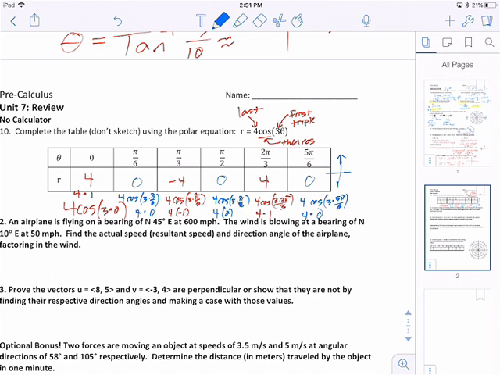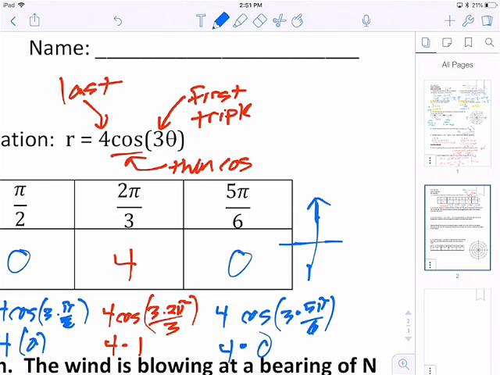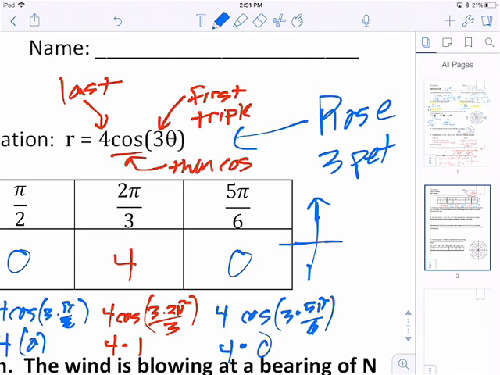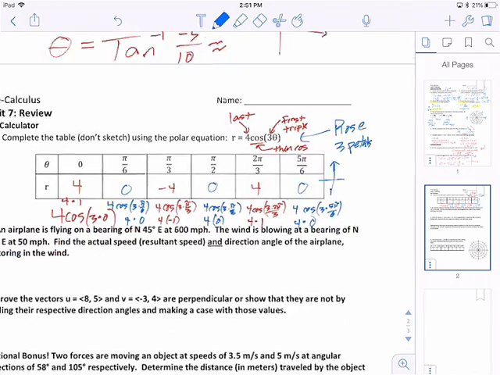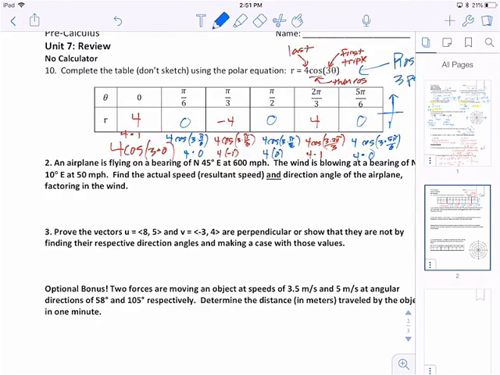Also, y'all know what this is. This is a rose curve. Do you know how many petals you want to get? Anyone want to guess? 3 petals. So you kind of have an image of it too. So if you were to plot them, you know what you're getting into.